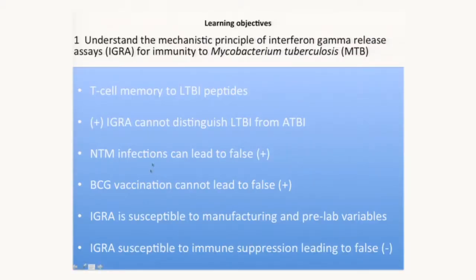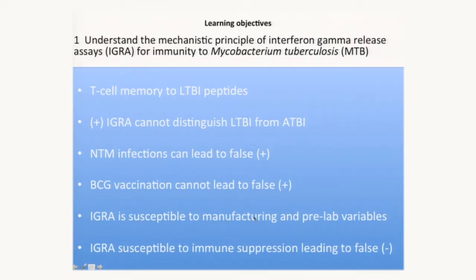So in terms of the first learning objective, how does it work? It's really T-cell memory to LTBI peptides. This should be TB peptides, MTB peptides. The positive test can't distinguish latent from active. Some non-tuberculous mycobacteria infections can lead to a false positive, but BCG vaccination can't lead to a false positive.